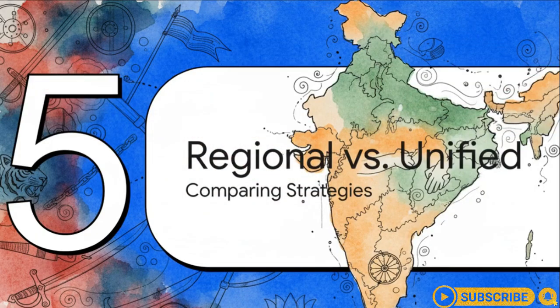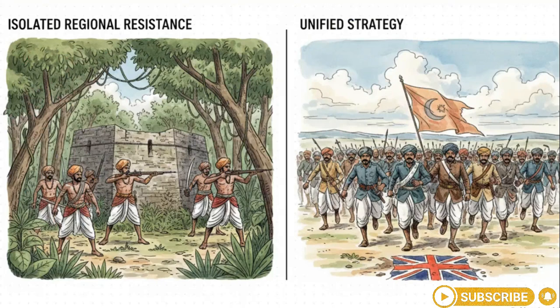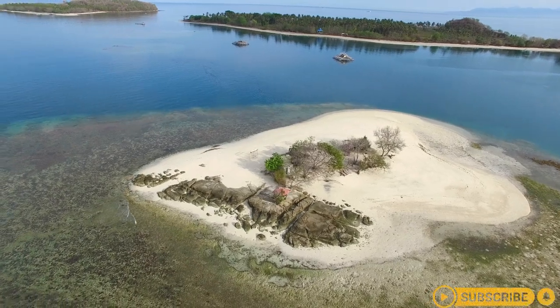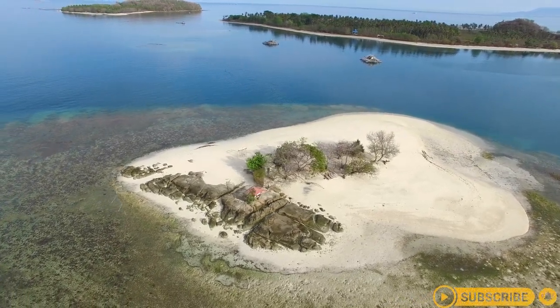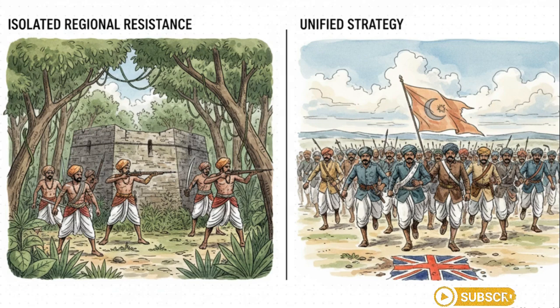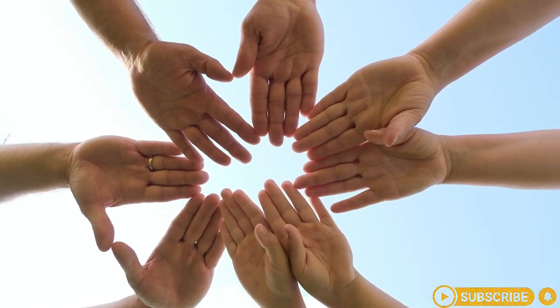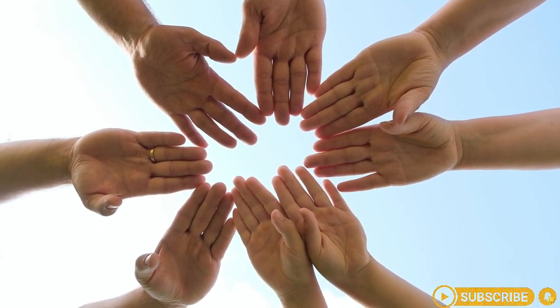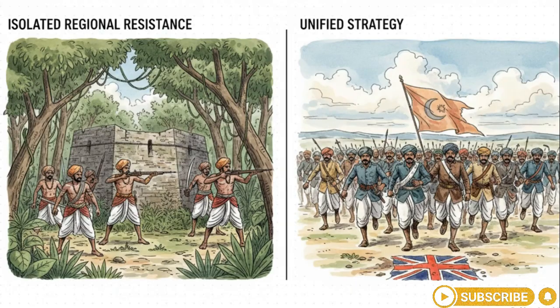Section 5. Regional versus unified strategies. Let's break down the shift in tactics. This is a core concept you'll want to lock in. The big difference here is that the pre-1857 methods were highly regional. They were isolated, deeply focused on preserving specific regional identities and tackling local grievances, like Kattabomman fighting a local tax. Contrast that with the unified strategy we saw in 1857. That movement spread across multiple regions, united diverse social groups, and directly challenged British rule on a massive scale. It was so intense, it actually forced the dissolution of the entire East India Company.